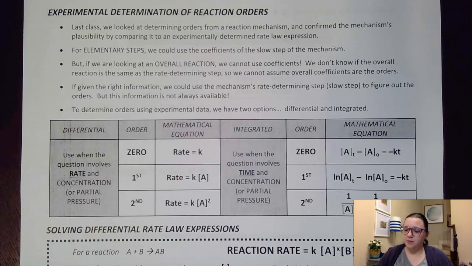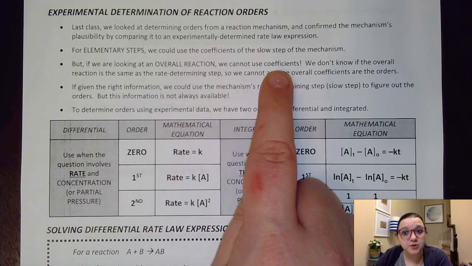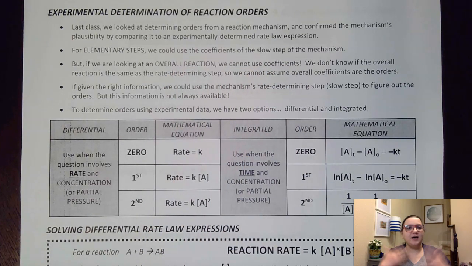But here's the problem. For an overall reaction, I can't use coefficients. We don't know what the exact mechanism would be for that overall reaction, and so we can't assume that on an overall reaction the coefficients are the same as the orders. And so if I'm not sure what that slow rate determining step is, I'm going to have to figure out those orders in some different way. And so that's where we're going to be using experimental data.